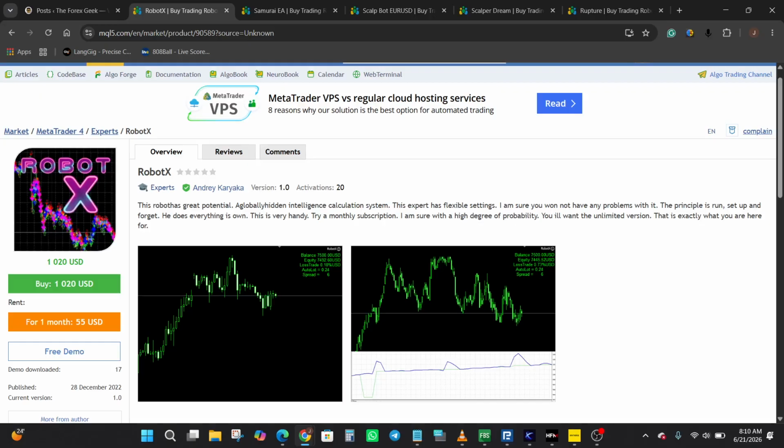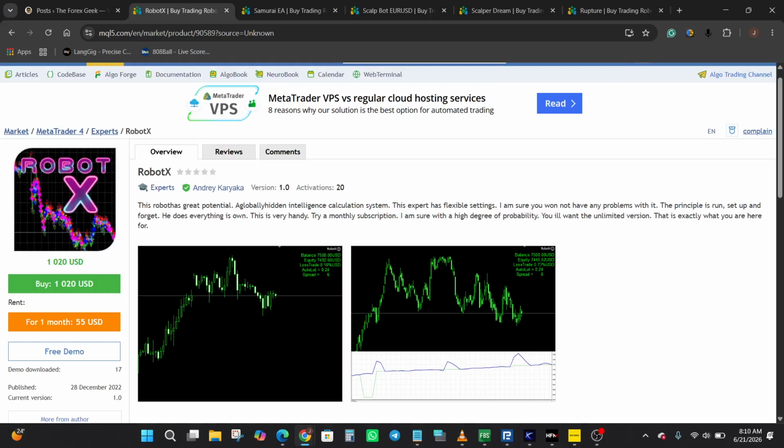One of the key ideas emphasized on the page is simplicity. The developer describes the EA using a run, setup, and forget concept, suggesting that once configured, the robot is intended to operate independently without requiring constant intervention. For traders who prefer automation and minimal day-to-day management, that is clearly one of the main selling points being presented here. The description also mentions that the EA performs its tasks on its own, which again reinforces the focus on automation.